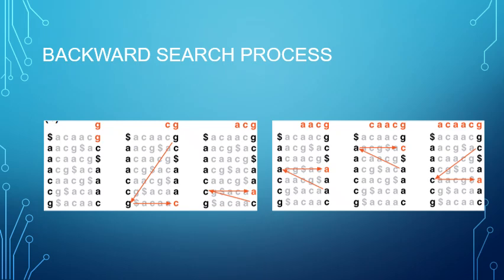From there, we find C in the last column, and we know that this first C in the last column is equivalent to the first C in the first column, right? And we go to the equivalent C in the first column, we find the equivalent A in the last column. And from there, we finish the sequence reconstruction using the backward search process. So the final sequence that we reconstruct is ACAACG.